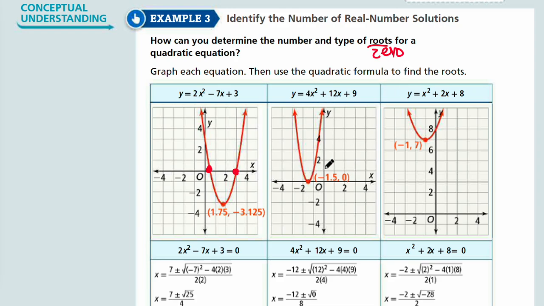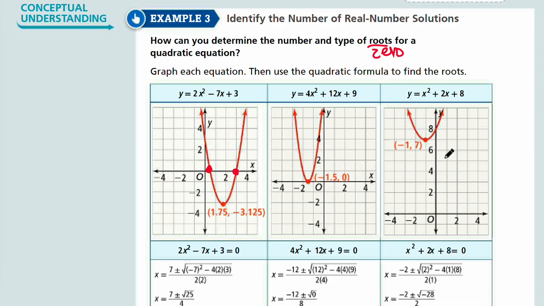The second equation, we have the vertex at exactly negative 1.5 comma 0. So this itself is a root and a 0 and a solution. And we only have one exact solution.